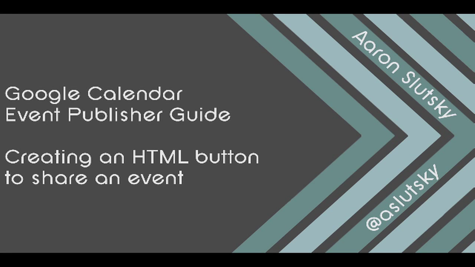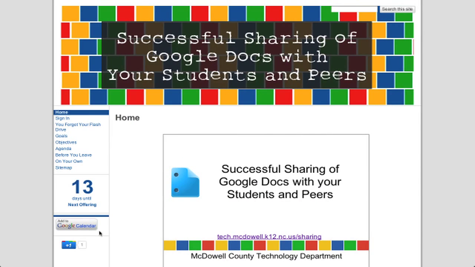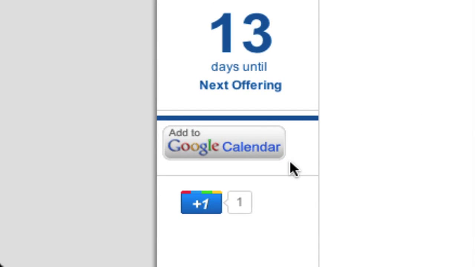In this screencast, we are going to look at the Google Calendar Event Publisher Guide. I use this site for two things. First, to create buttons that allow people to save an individual event from my site, and second, to create a button that allows people to subscribe to the entire calendar. This is a workshop that I'll be doing in 13 days, and we are going to create this Add to Google Calendar button.